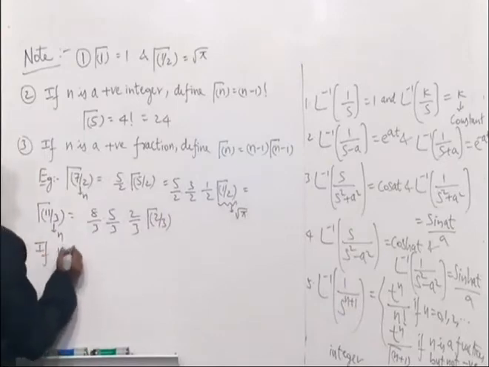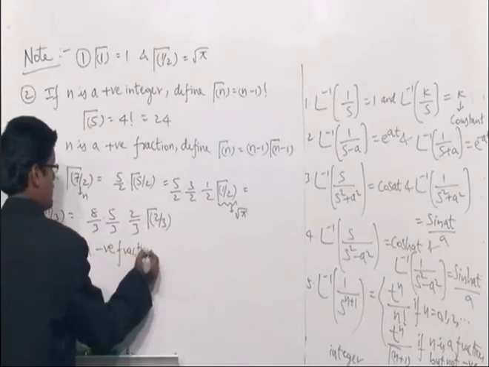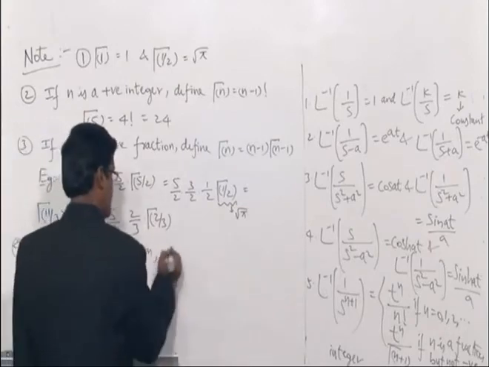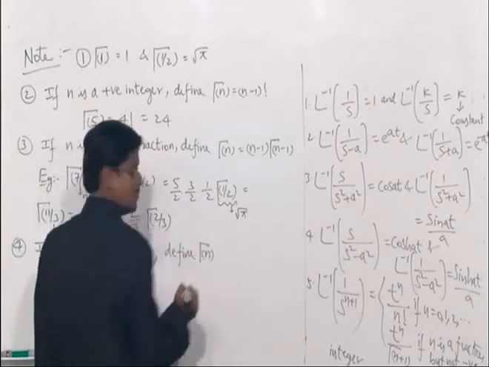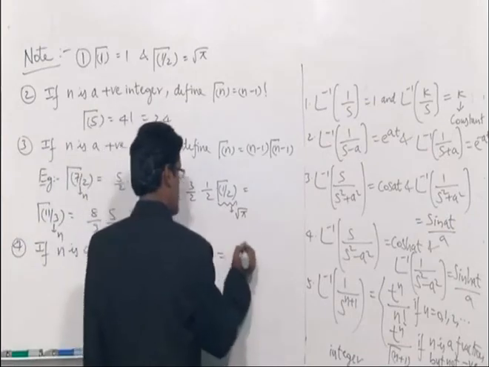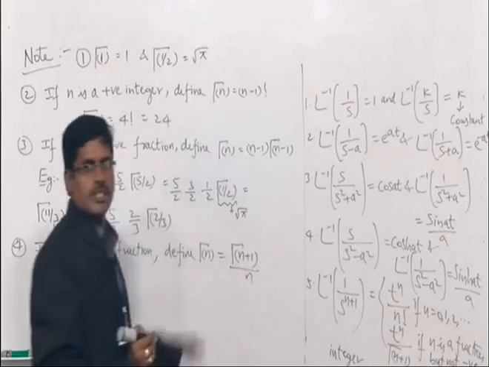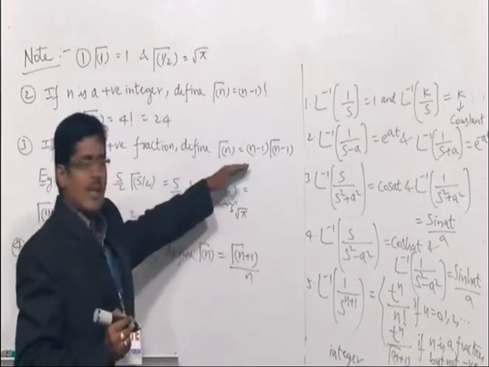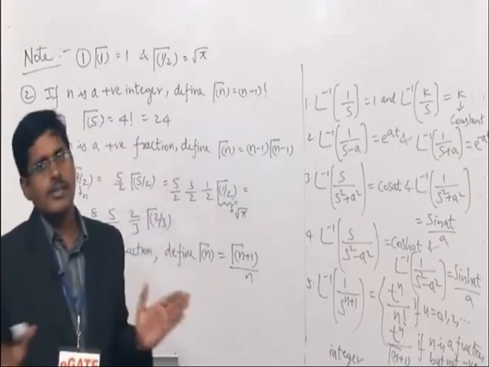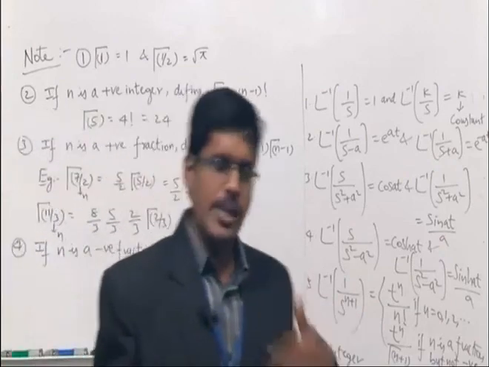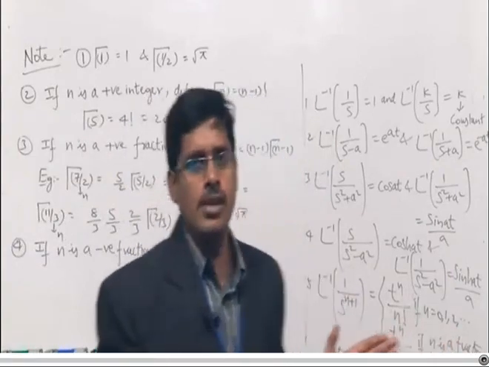If n is a negative fraction, define gamma n is equal to gamma n plus 1 divided by n. This formula is obtained from the above by replacing n by n plus 1. Because if you apply the above procedure for a negative fraction, nowhere do you get a proper fraction. From a negative fraction, if you go on subtracting 1, the problem never ends. Okay, you will not get a proper fraction.